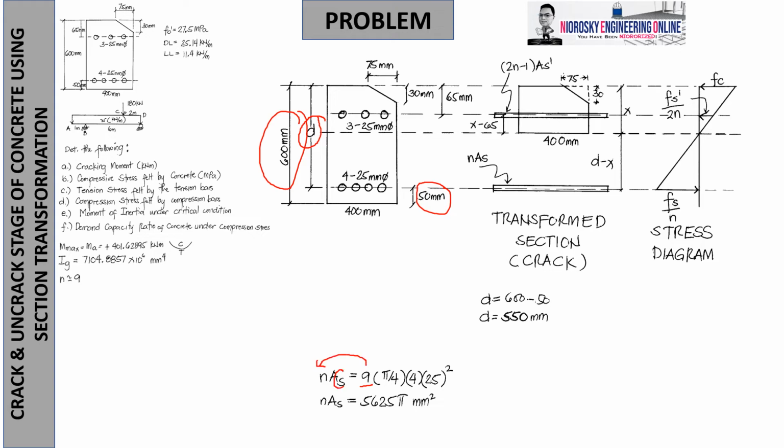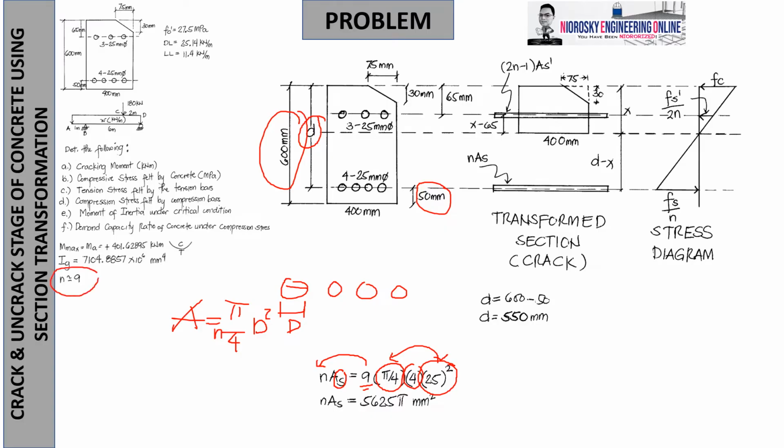The steel area is four pieces, each with an area of pi over 4 times 25 squared, where 25 is the diameter. You know that the area of a circle is pi over 4 D squared, multiplied by the number of pieces if there is more than 1, of course. Then multiply by the modular ratio, which we calculated as almost equivalent to 9. So you will get 5,625 pi millimeters squared.